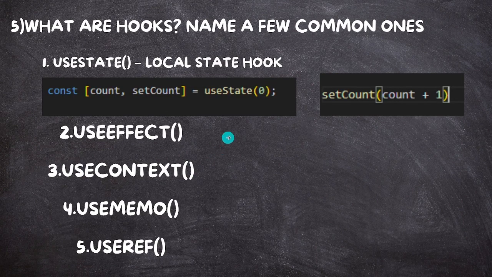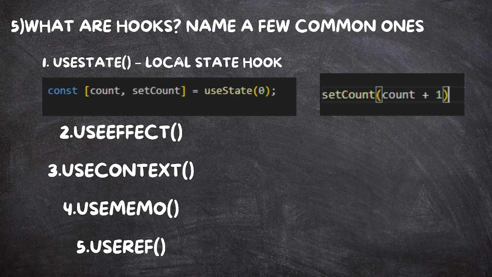So let's take a look at hooks and some of the most commonly used hooks. Hooks are special functions in React that let you use features like state, side effects, and more inside functional components. So they are specific to functional components. Let's take a look at the useState hook. It is a local state hook, meaning its values are limited to the component in which it is used. This is the most common hook.